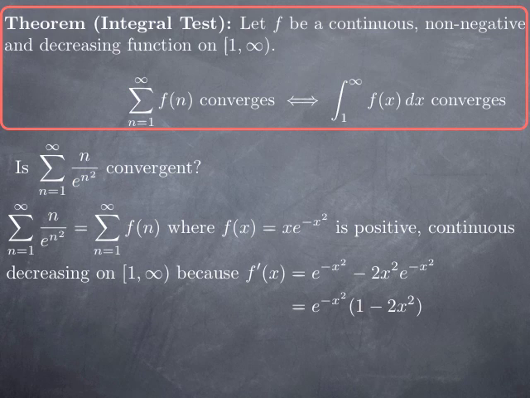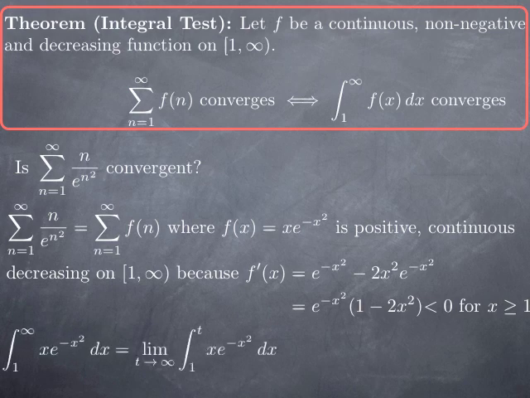The derivative of x is 1, times e to the negative x squared. And then I have x times the derivative of e to the negative x squared, which I calculate with the chain rule, and I get negative 2x e to the negative x squared. When multiplied by x, we get negative 2x squared e to the negative x squared. Factoring out the e to the negative x squared, we get e to the negative x squared multiplied by 1 minus 2x squared. The exponential is always positive, and the parenthesis is clearly negative if x is at least 1. In fact, if x is at least the root of 1/2.